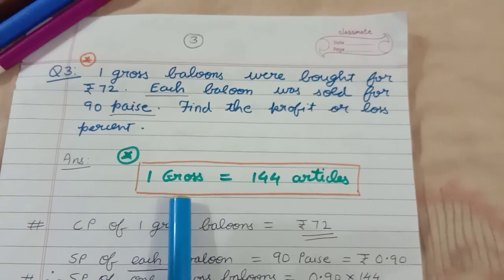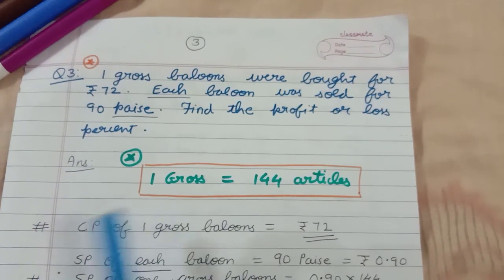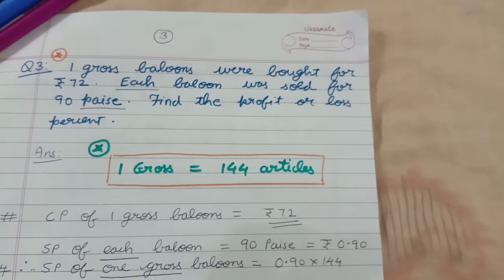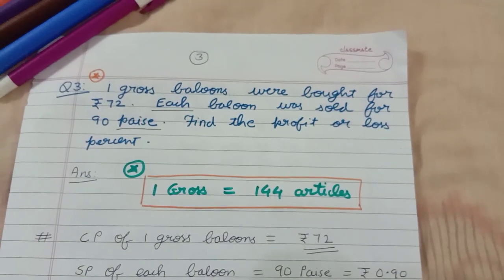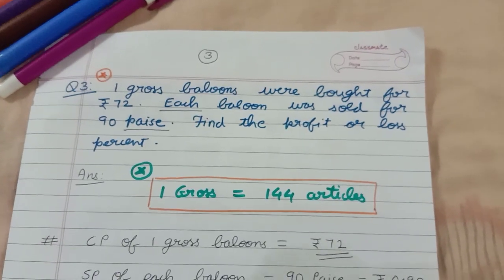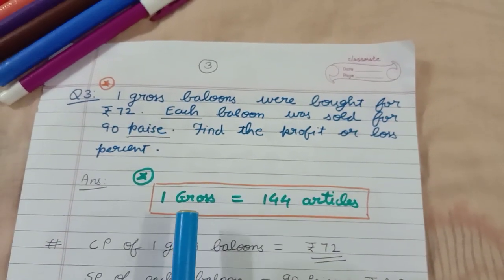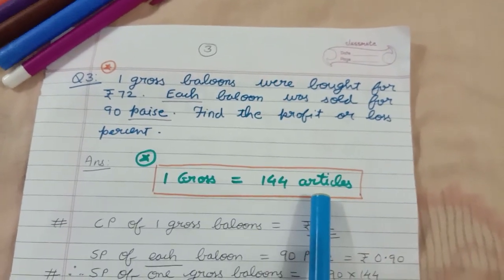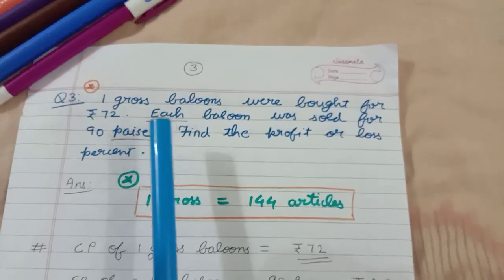First of all, I have highlighted over here, 1 gross means what? So 1 gross is 144 articles. Like in common language we say 1 dozen. 1 dozen means 12 articles. It's a larger unit. 1 gross is 144 articles. So let us continue with the problem.